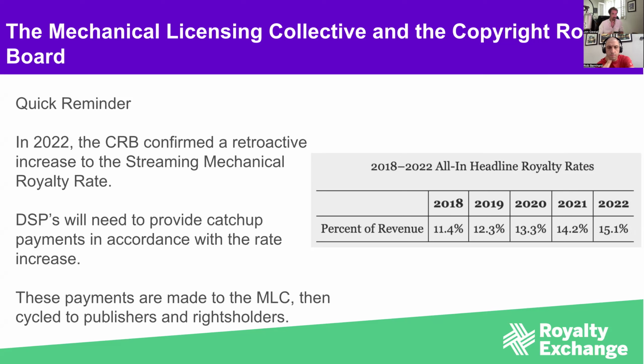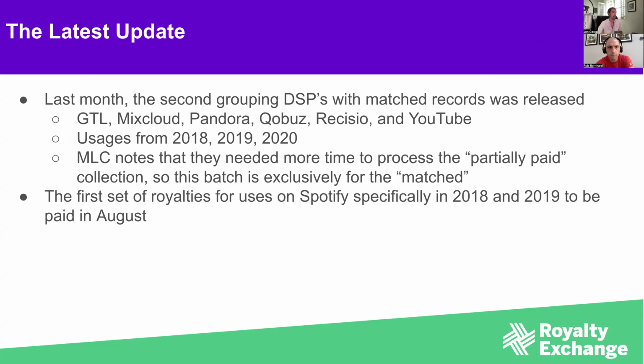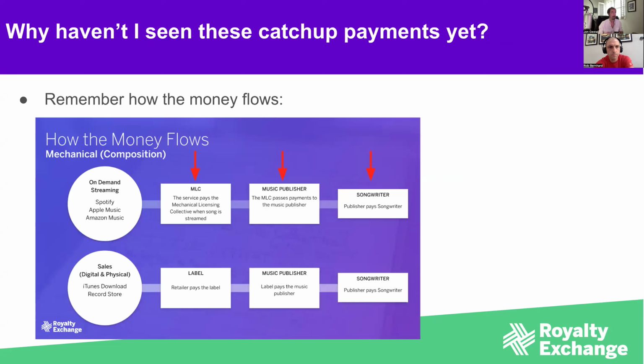So since this was a retroactive mandate, it means that years 2018, 19, 2020 pretty much will have royalty rate increases in those sequential increases, percentage increases from 10.5% up to 11.4, 12.3, 13.3, et cetera, and so on. Now, one of the questions that we even had submitted today is, why haven't I seen these royalty catch-up payments yet? So I wanted to include a slide that gets into why.